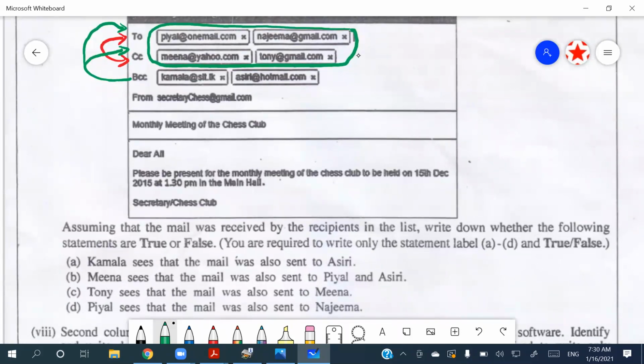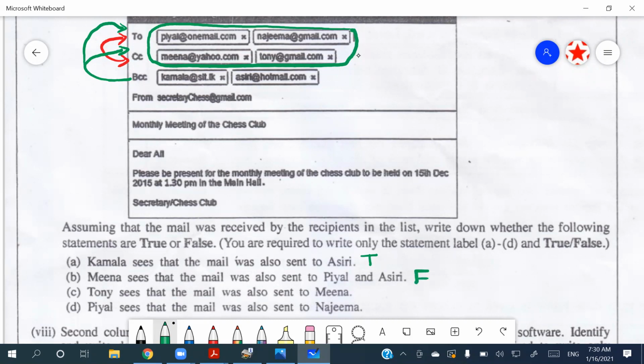Kamala sees the mail was sent to Asiri. So Kamala is in the BCC. Mail was sent to Asiri, so yes, Kamala can see that. So that is a true. Meena sees that the mail also sent to Piala and Asiri. Meena is in the CC position. So Meena can see it is sent to Piala, but not to Asiri. Right? So it is false because of Asiri.